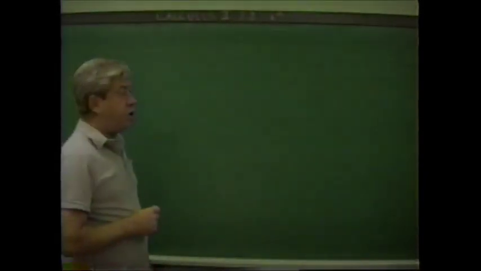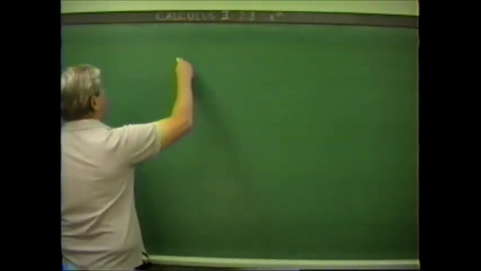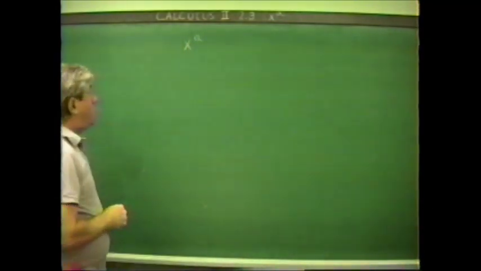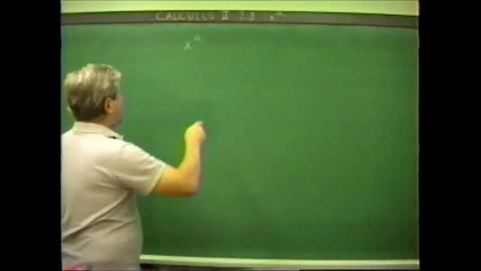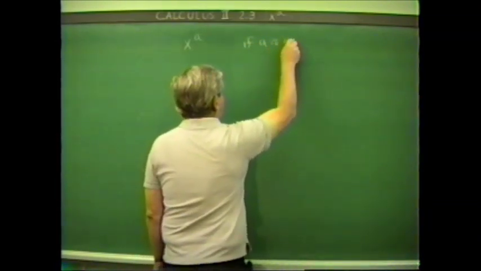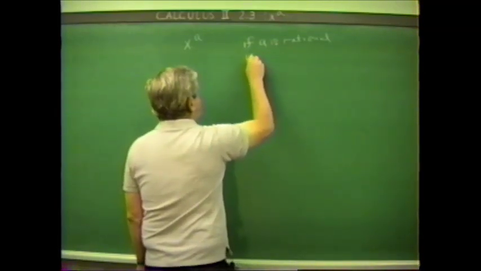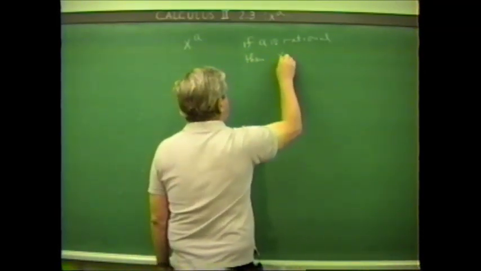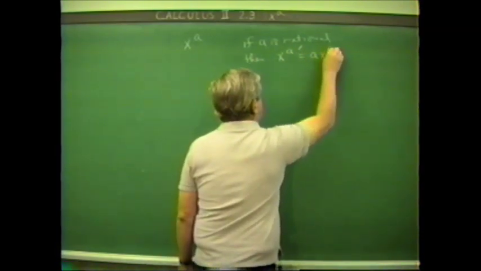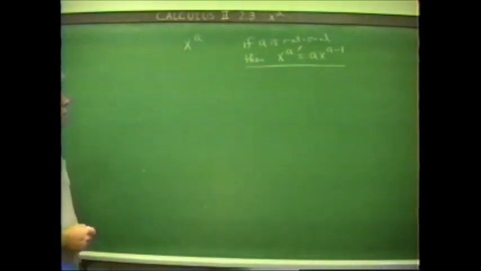Now, having the exponential function, we want to take a look once more at a function of the type that we're familiar with, namely x to the a. Now, if a is a rational number, then the derivative of x to the a is a x to the a minus 1. Let's use this quite a bit.